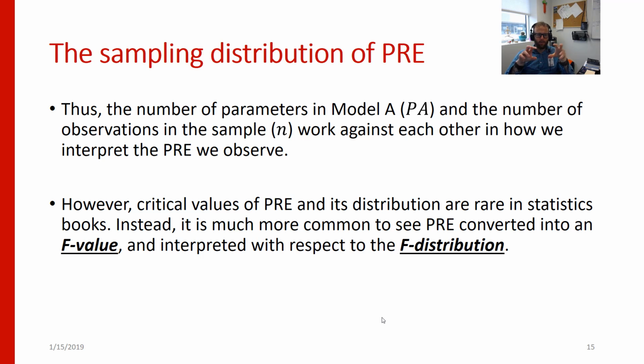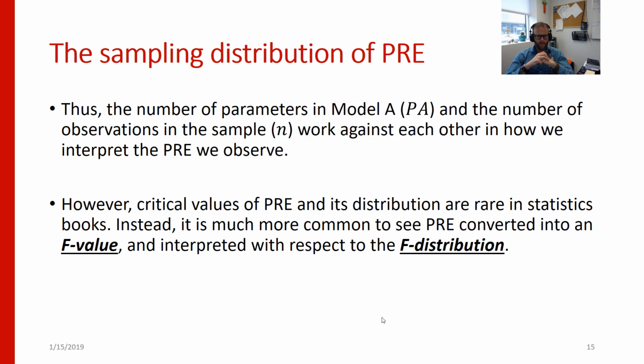So again, the number of parameters in model A and the number of observations in the sample work against each other in how we interpret the PRE we observe. We need to take both of those things into account when we calculate our sampling distribution. However, critical values of PRE and its sampling distribution are actually pretty rare in statistics textbooks. Instead, it's much more common to convert the proportional reduction in error into what's known as an F value and interpret it with respect to the F distribution. It's based on the same idea, though. The F distribution tells us how much variance we expect and what change in variance we expect due to random sampling.